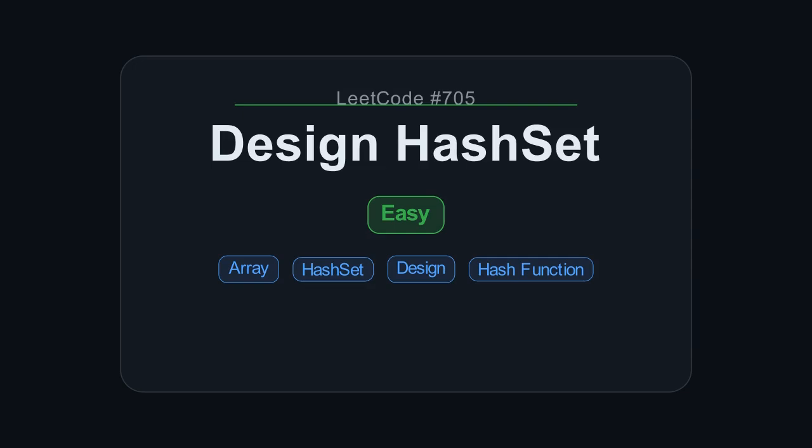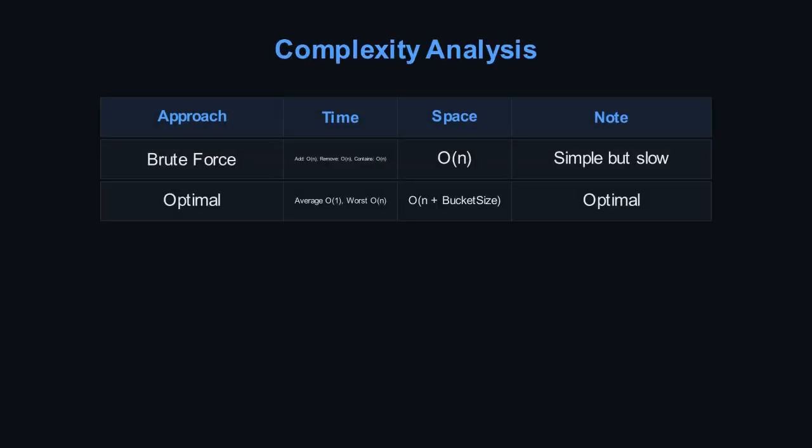to resolve collisions. Average time complexity is big O of 1, constant time for add, remove, and contains, with a worst case of big O of n when all keys fall into the same bucket. Space complexity is O of n plus bucket count, because we store every key once plus the bucket array.